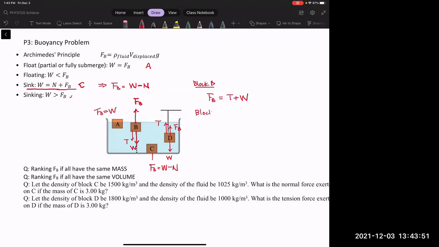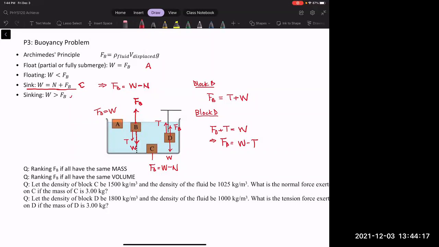What about block D? Then you look at the equation. Now the equation becomes F_B plus T equal to W, which means F_B is equal to W minus T. Because it's a minus, it means it's going to be less than its weight.